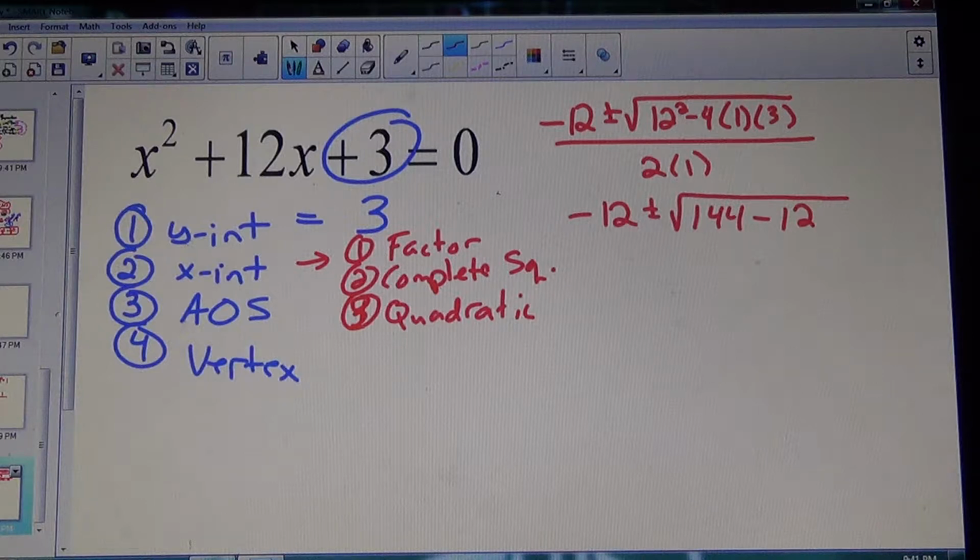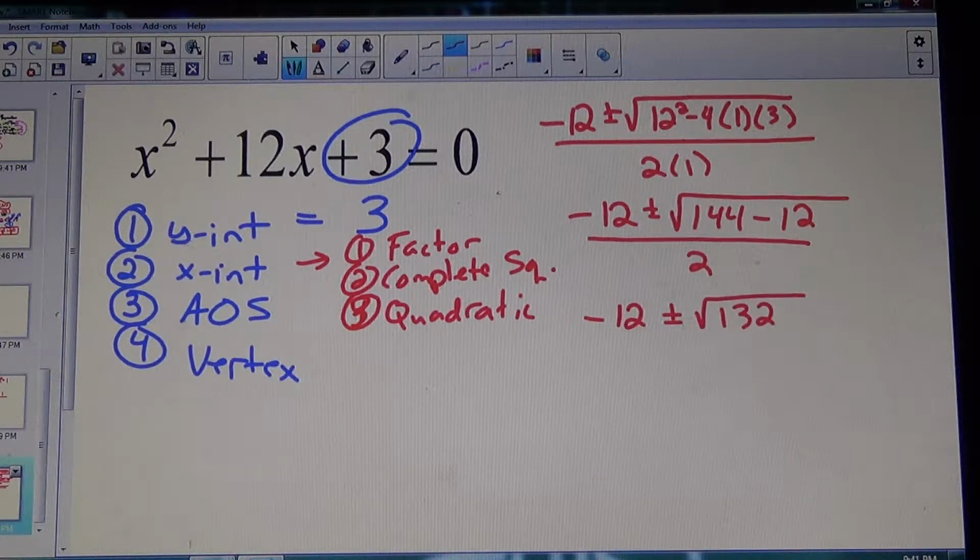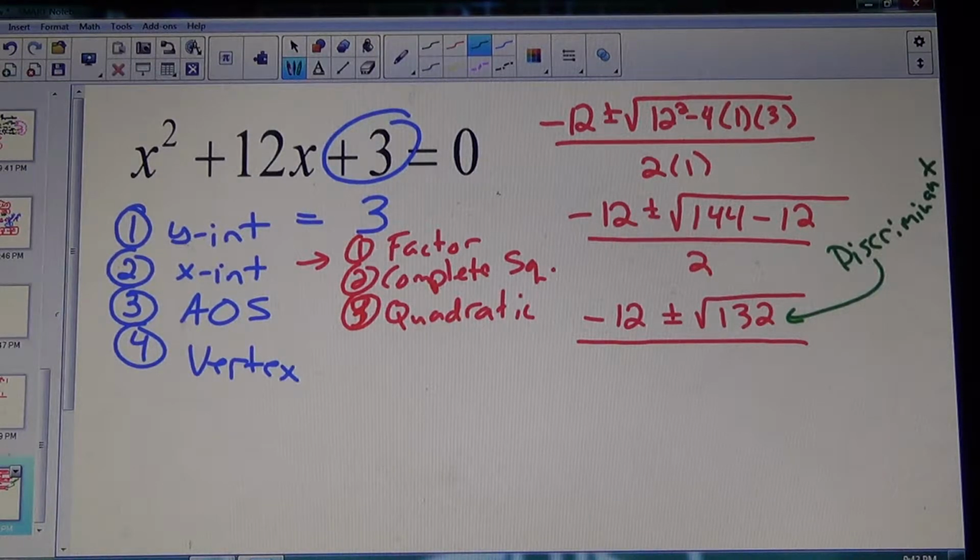4 minus 12 gives me 132. So I get negative 12 plus or minus the square root of 132. What's the discriminant on this equation? The discriminant would be 132. Remember, the discriminant is the number underneath the square root. So the discriminant would be 132 on this problem, and this again is all over 2.